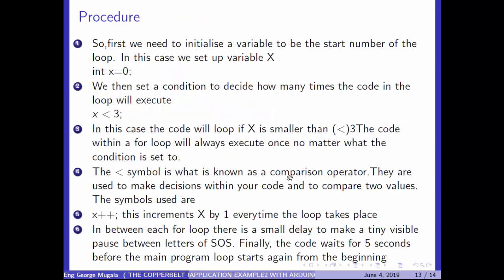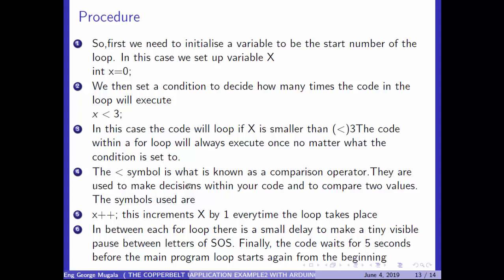All right. First, we need to initialize a variable to start the count of the loop. In this case, we set up a variable int x. We then set a condition to decide how many times the code in the loop will execute, so it will execute for as long as x is less than 3, right? So the code will loop while x is smaller than 3, and the code within a loop will always execute once, no matter what the condition is set to.